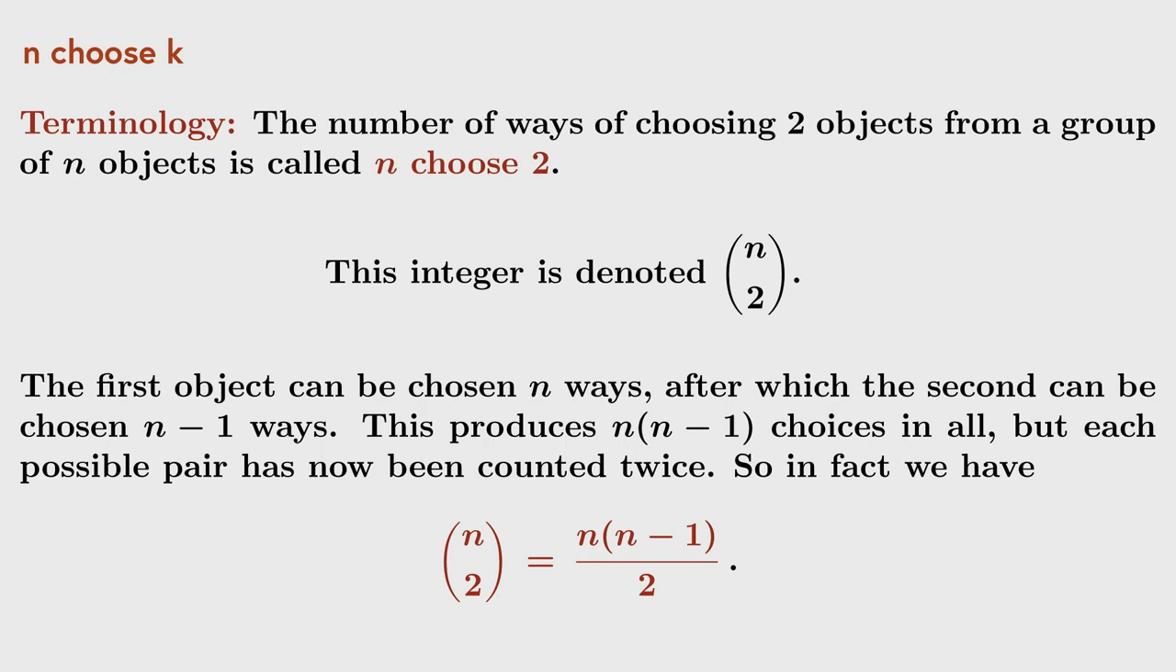How many ways are there of choosing two objects from a group of n? Well, the first object can be chosen n ways, after which the second can be chosen n minus 1 ways. This produces in all n times n minus 1 choices. But actually, we don't wish to distinguish pairs by the order in which they were chosen, so we've counted each pair twice. So n choose 2 is actually n times n minus 1 divided by 2.